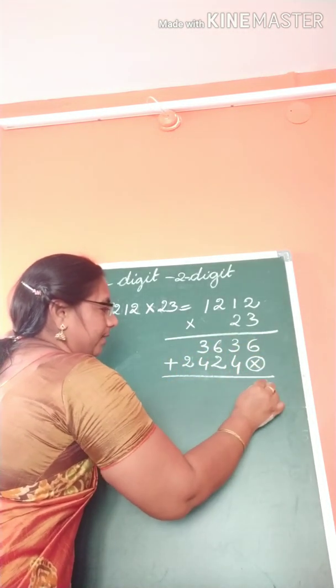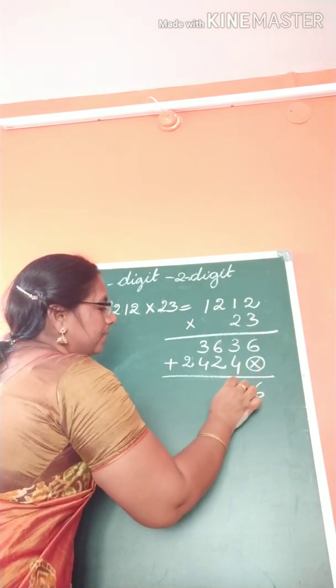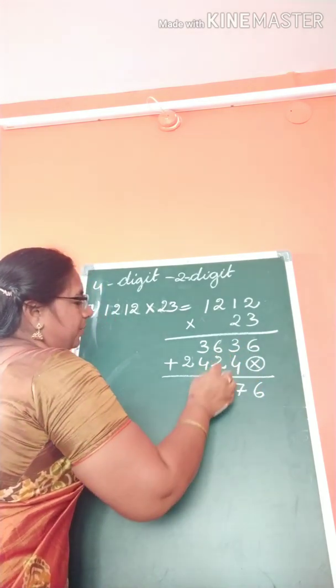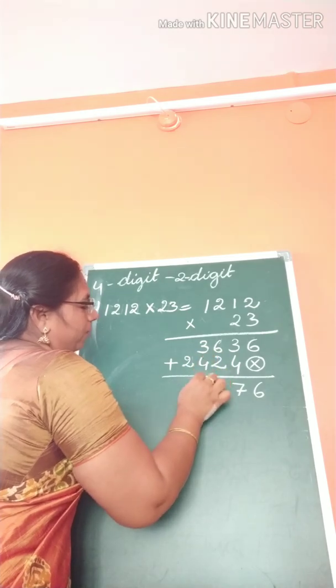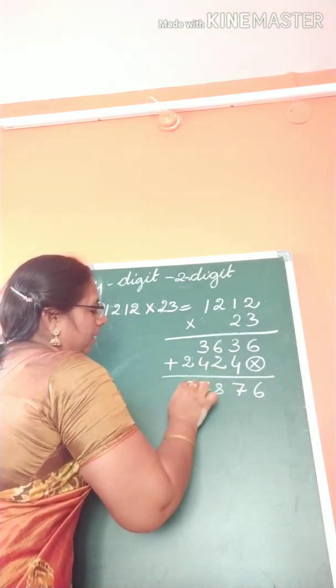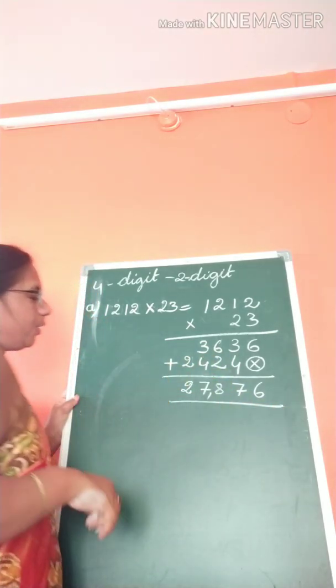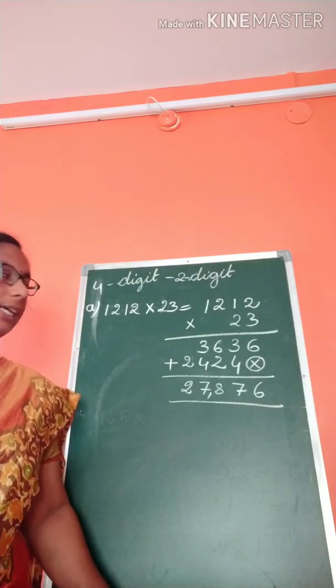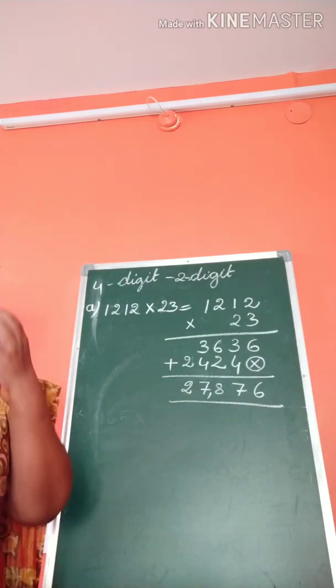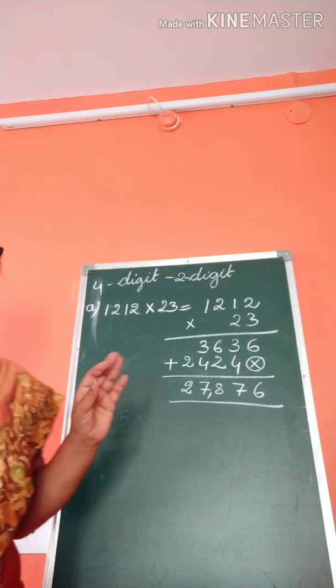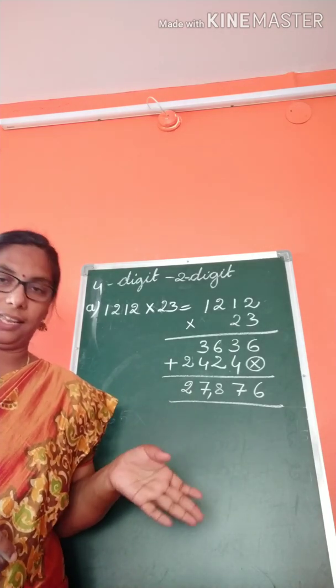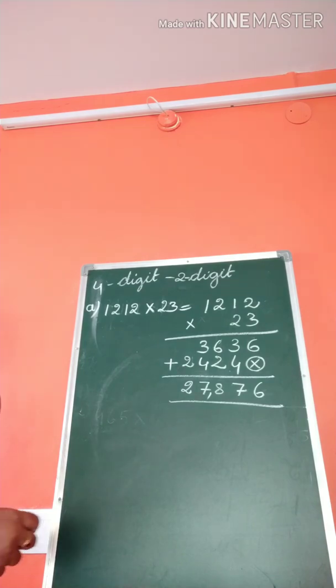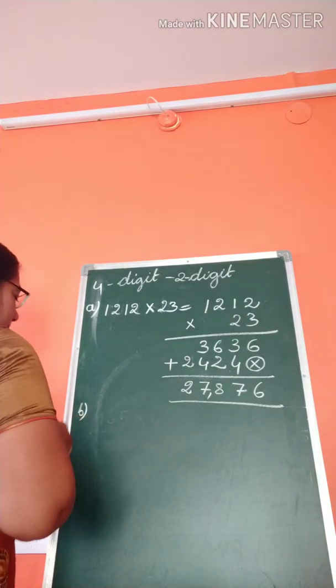6 plus 0 is 6. 3 plus 4 is 7. 6 plus 2 is 8. 3 plus 4 is 7 and 2. So the answer is 27,876. This is how we do a 4-digit by 2-digit multiplication without regrouping, means without carrying. Okay, children? Now let us take one more example, children.